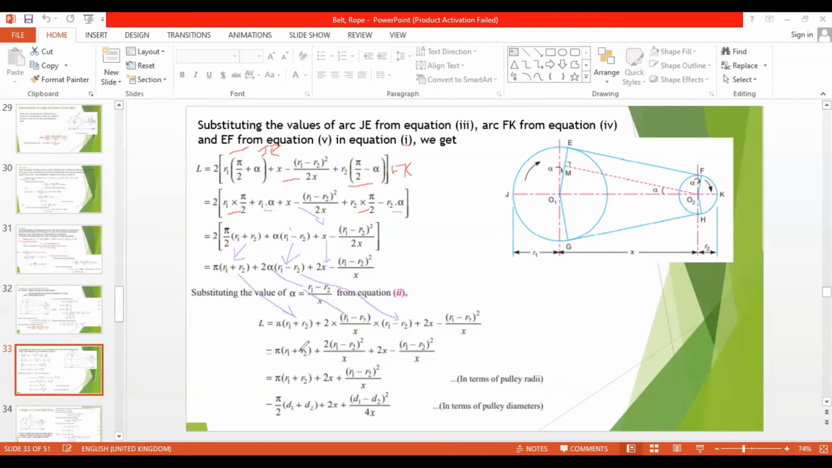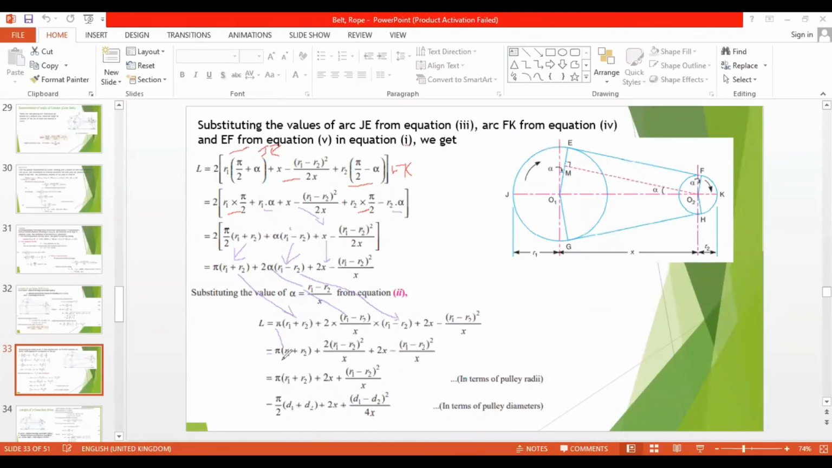Pi into r1 plus r2, okay, that will come 2 into r1 minus r2 by x into r1 minus r2. So there's an r1 minus r2, here's an r1 minus r2. When you square it, you will have 2 into r1 minus r2 whole squared upon x, right? When you multiply these two terms, you will have 2 into r1 minus r2 whole squared upon x plus 2x minus r1 minus r2 whole squared upon x, right?